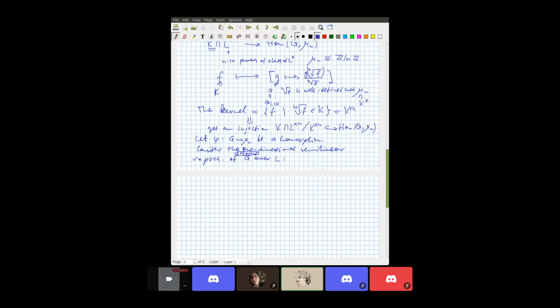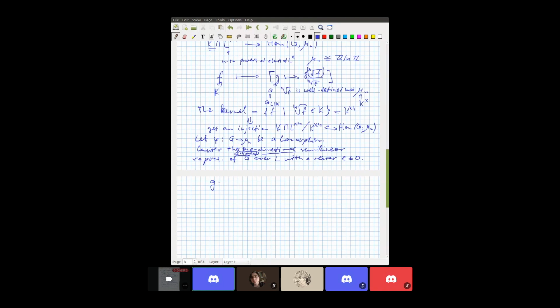Consider the one-dimensional semilinear representation. To define a semilinear representation, we just have to define its action on some vector. It is one-dimensional, so we just have to fix a certain non-zero vector E. We just have to define its action on this vector.